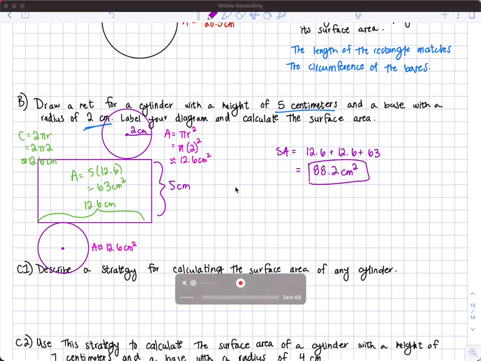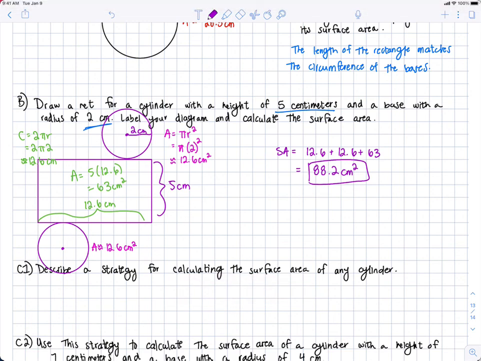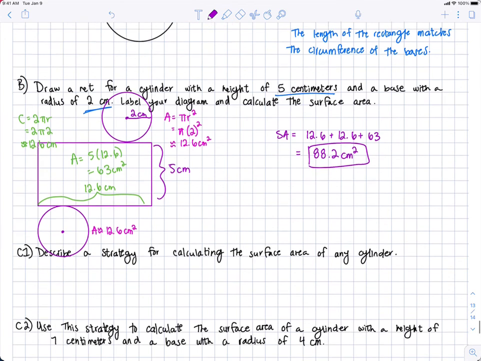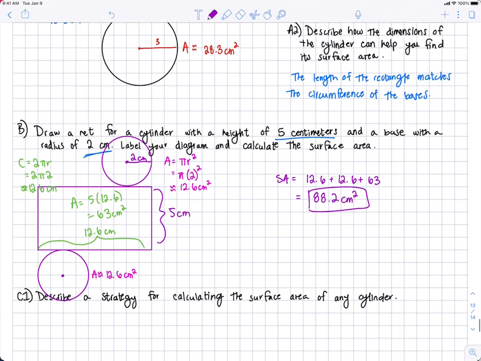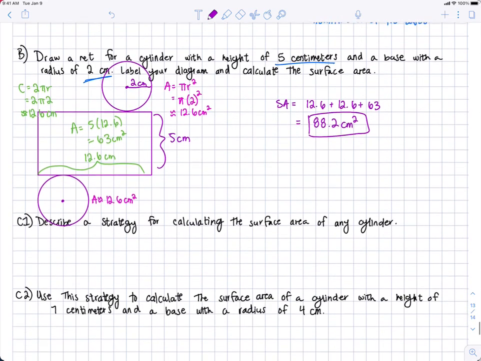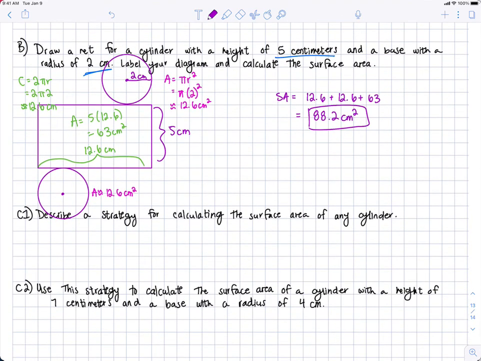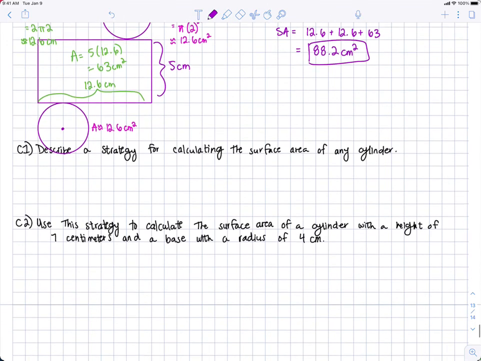Okay, so this wouldn't be math class unless I ask you to find a pattern here, or to describe what is happening. So I want you to take a look at the examples that we've done and try to describe a strategy for calculating the surface area of any cylinder. All right, so I'm not gonna share my answer here. We'll talk about it during our next class. And then I want you to use your strategy to calculate the surface area of the cylinder here at C2.